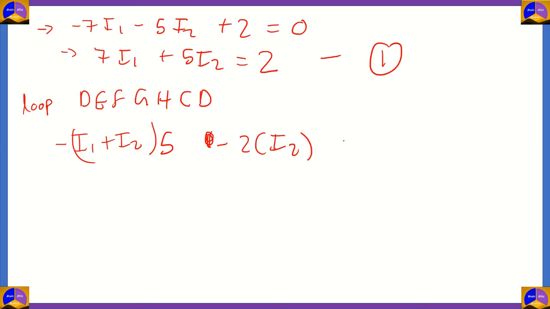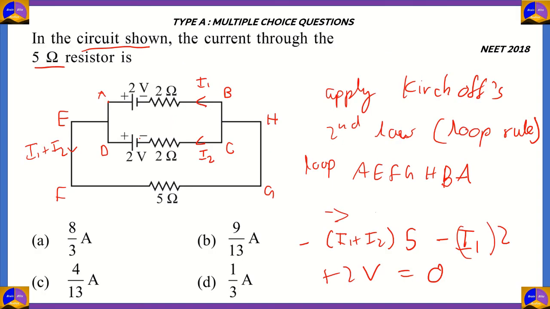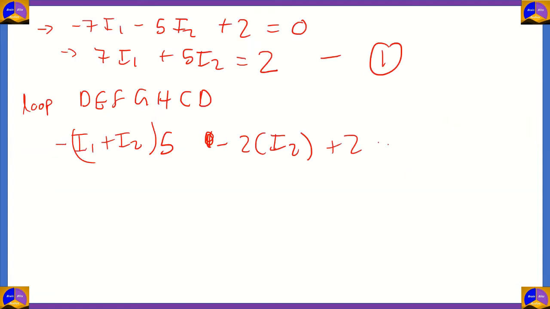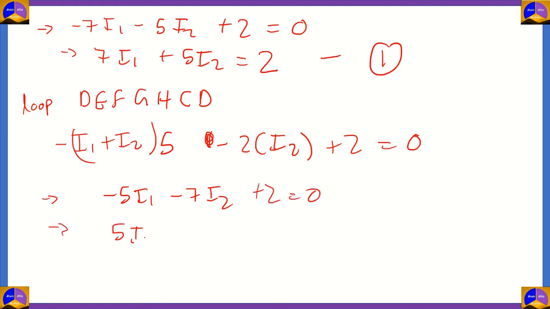Then you have an increment of 2 volts because the voltage is being stepped up from negative to positive terminal. So therefore plus 2. That is equal to 0. So therefore minus 5I1 minus 5I2 minus 2I2 plus 2 equals 0. So therefore you have minus 5I1 minus 7I2 plus 2 gives you 0. So therefore 5I1 plus 7I2 will be equal to 2. So we can take this equation as equation number 2.